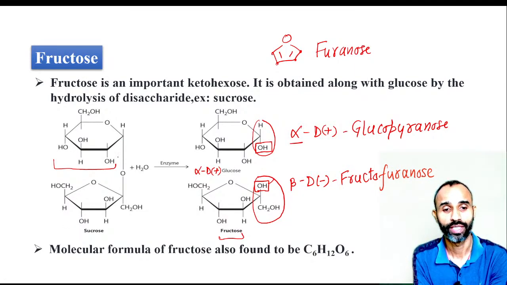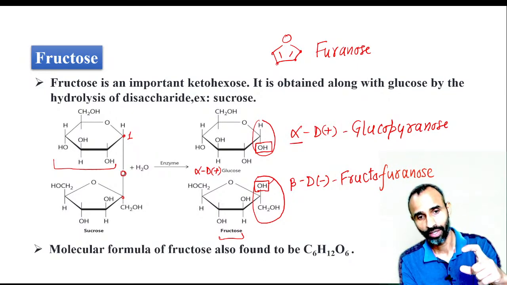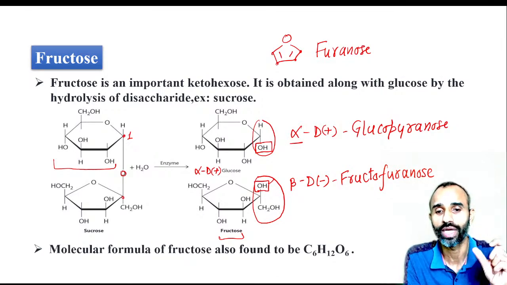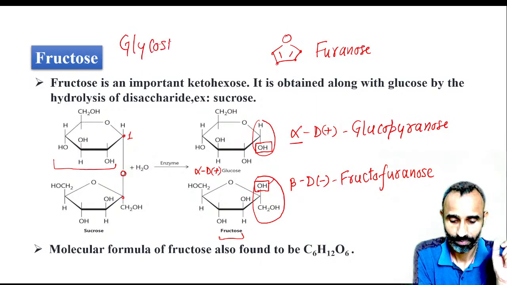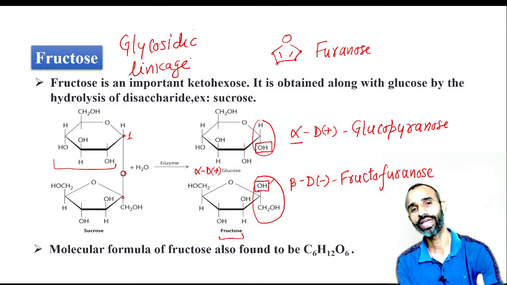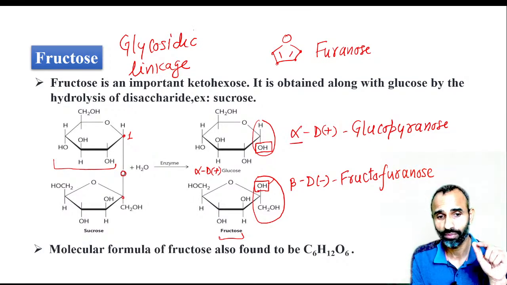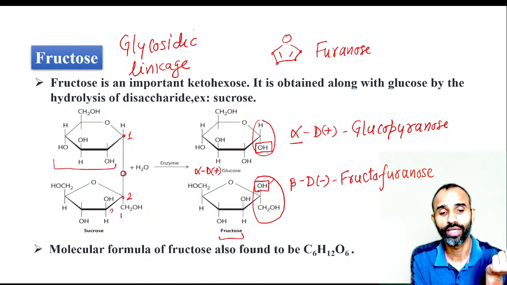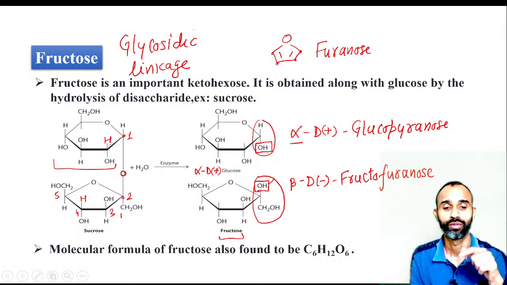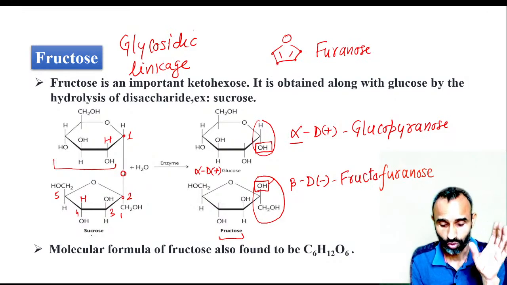Sucrose. See, this is called glycosidic linkage, C-O-C, an ether linkage. Obviously it is an ether type linkage, but in carbohydrates this is called glycosidic linkage. If we hydrolyze it, it will break, and we get these two products. The glycosidic linkage is formed between C1 of glucose and C2 of fructose.